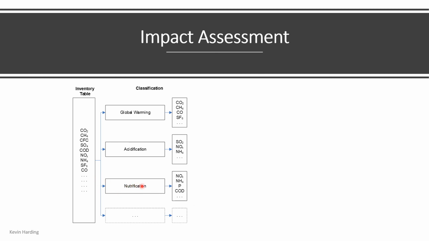You will see here, and this is the example I want to show you, that there is a NOx that contributes to nitrification, but it may also contribute to acidification. So you may see some chemicals popping up more than once in the different classifications.